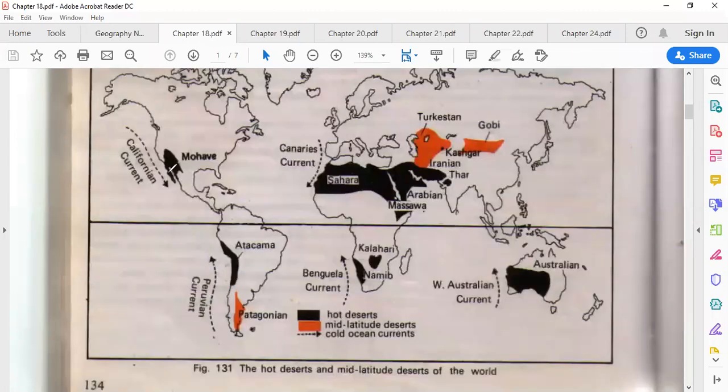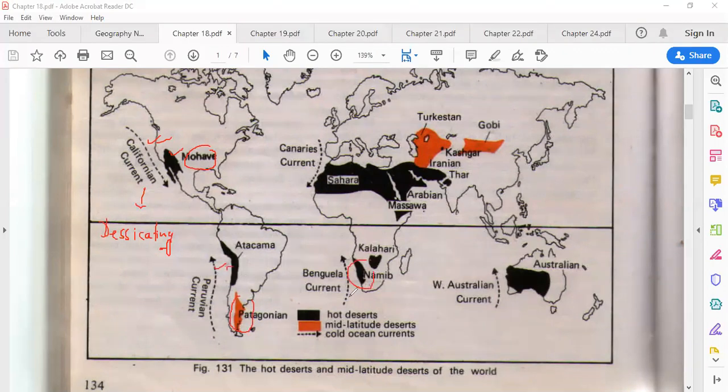There are exceptions also, like the Mojave Desert. There is a cold current, the Californian current, which passes through it. These cold currents have a desiccating effect. That's why you will see these deserts on the western margins of the continent. Atacama is there, Peruvian current is flowing. Patagonian is not on the western margin, it's actually on the eastern margin, but these exceptions will be there. So these are the mid-latitude deserts, and these are the hot deserts on the western frontier.